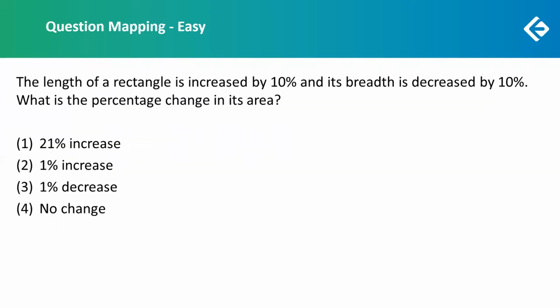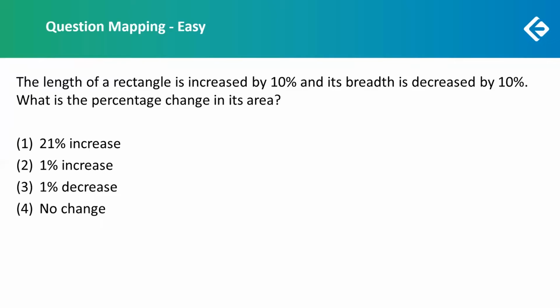Next, we had a basic question on percentages. The length of a rectangle was being increased by 10%, breadth was being decreased by 10%. So we could have assumed values. We could have taken original length and breadth to be 10 each. Therefore, area would have been 100.